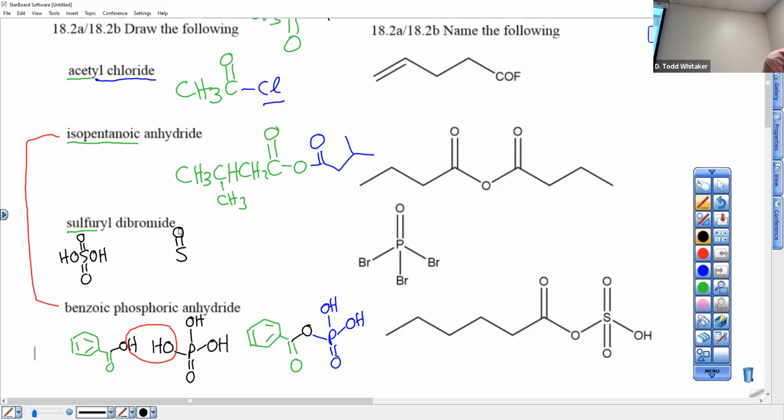So here's your final answer. I should highlight these final answers so you know they're final answers. Sulfuryl dibromide. There's your final answer. Benzoic phosphoric anhydride. There's your final answer.